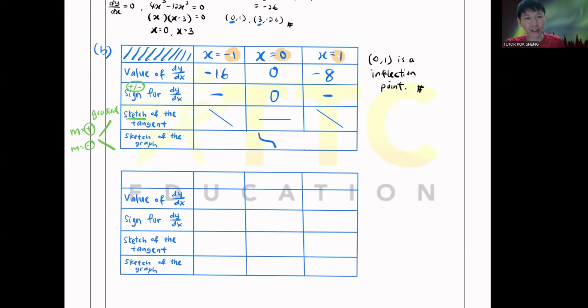Next one, x equals 3. Yeah, you can go for 2, 3, 4. You can go for x equals 2, x equals 3, x equals 4.